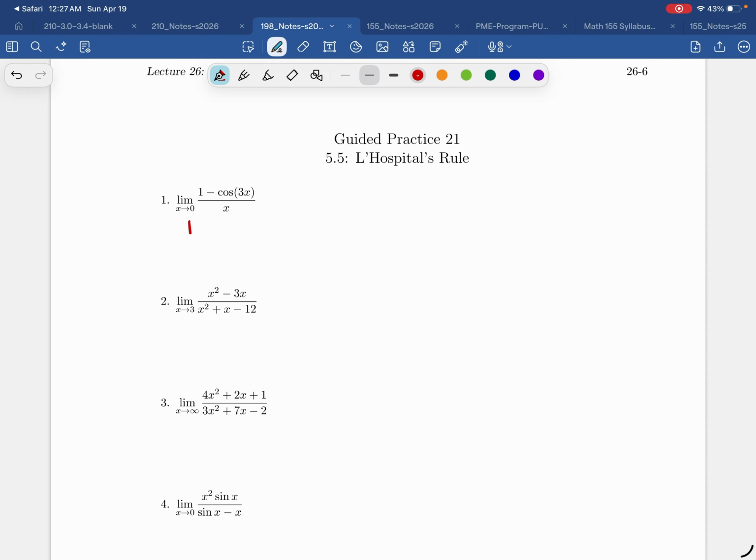So here, remember, let's use purple. Remember that we always want to check to make sure we do have an indeterminate form. Otherwise, we're not supposed to use L'Hopital's rule. But I think in this case, we're cleared for takeoff because cosine of 0 is 1. So we do, in fact, have 0 over 0.